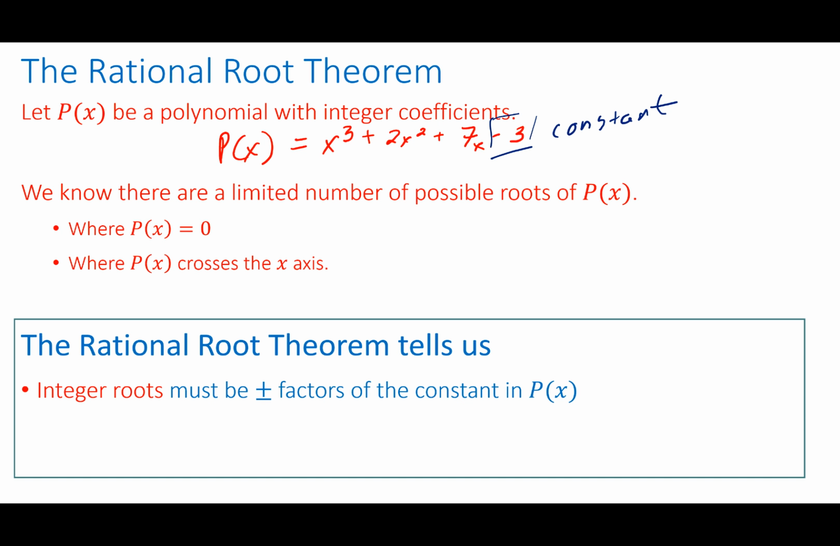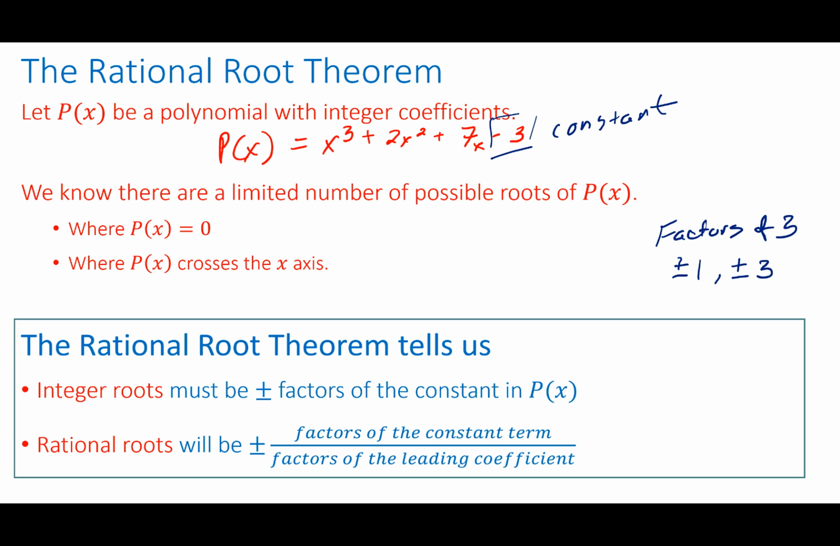Okay, integer roots must be plus minus factors of it. What are my factors of 3? 3 and 1. Okay, but when it says plus minus factors of it, it means it's going to have plus minus 1 and plus minus 3. So that's what that statement is saying. Integer roots. Okay, so my roots that will be integers that are not fractions, not rational. Integer roots must be plus or minus factors of the constant. So these are possible ones.